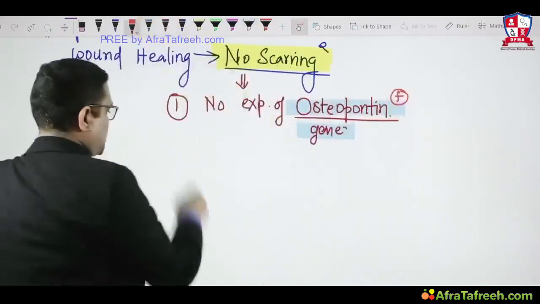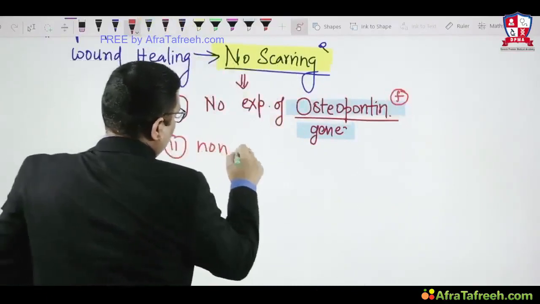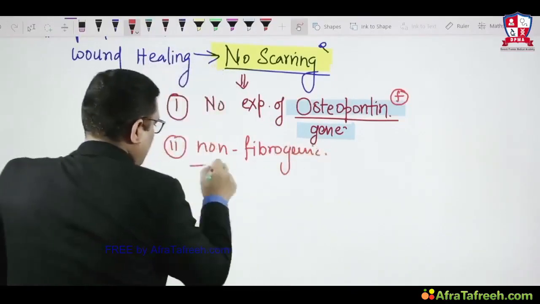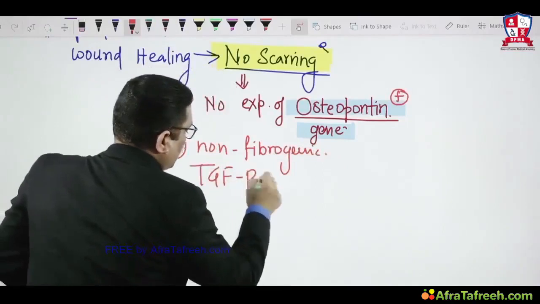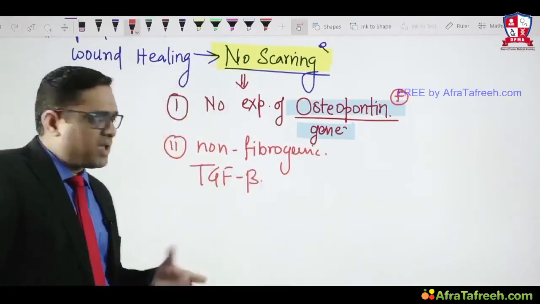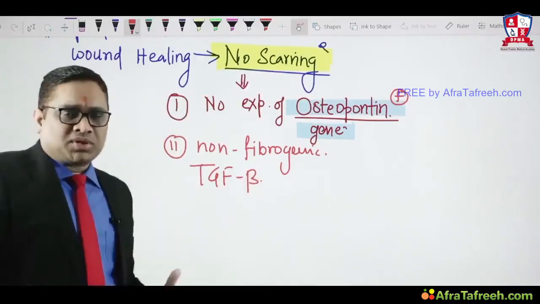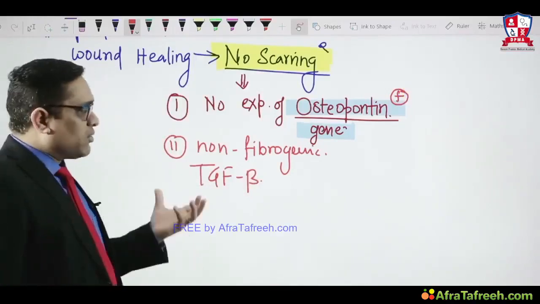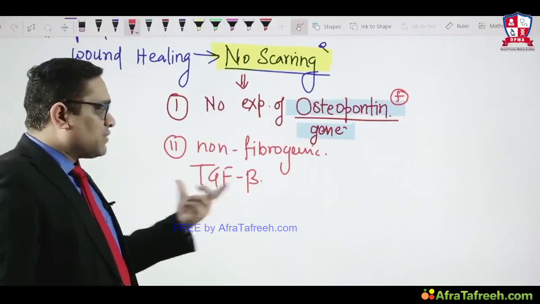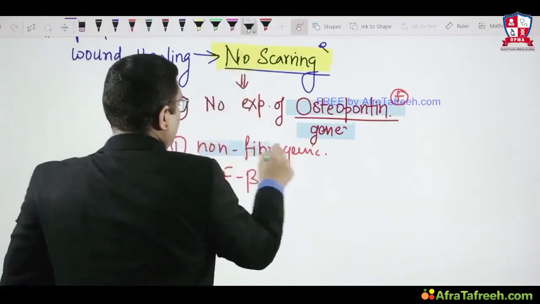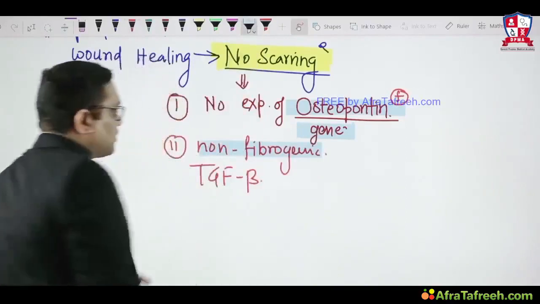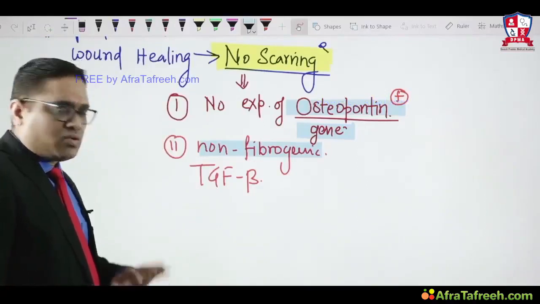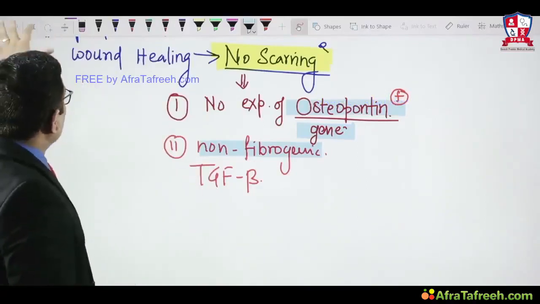No osteopontin gene expression, and fetuses have a non-fibrogenic transforming growth factor beta. Fibrosis in cutaneous wound healing is basically because of TGF beta, but in fetal cutaneous wound healing, fetuses have a non-fibrogenic variant of transforming growth factor beta. So there will be no scarring because of the lack of fibrogenic cytokine.